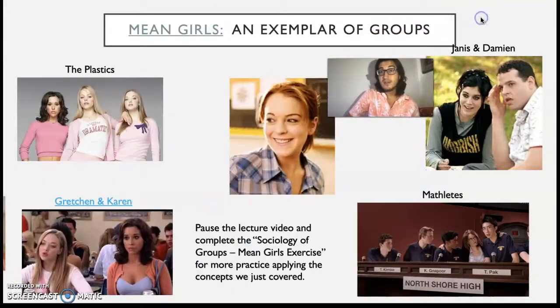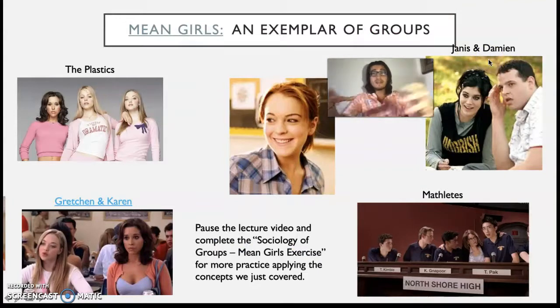All right, so in that quick little video, you see pretty much every different table in the high school lunchroom represented a different group of students, right? And if we just take a look at these few examples that I've pulled up here, we can already start connecting some of these concepts and terms for groups that we talked about in the previous lecture videos to what we're seeing happening in this movie.